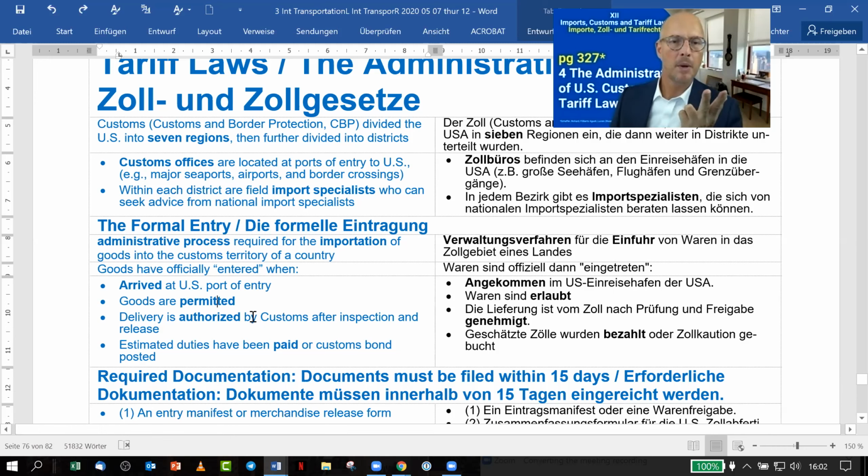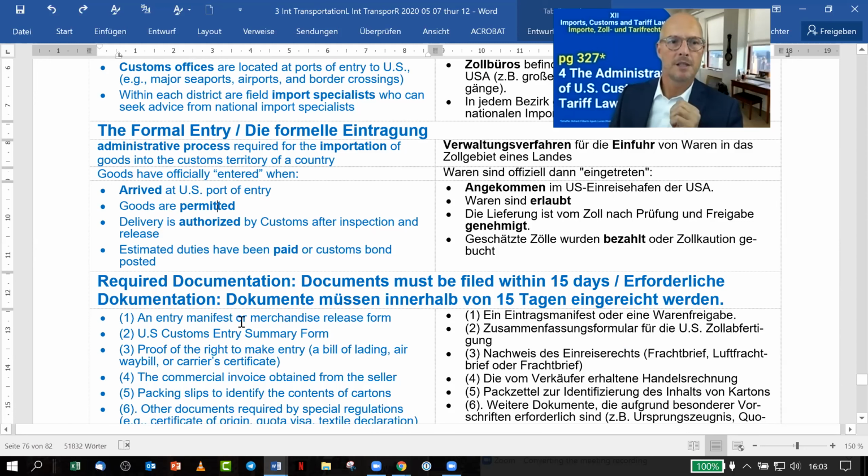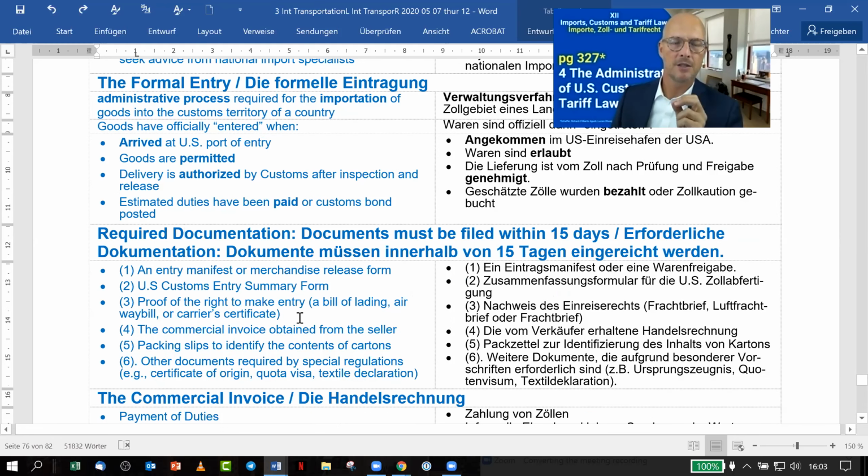The next thing is that we have some very important documentation you need. We have some time limits here, some dates. The documents must be filed within 15 days. So an entry manifest or merchandise release form, you have to give this to the US officials. Then we need a US Customs entry summary form. Then a proof of the right to make the entry, so the bill of lading or airway bill or carrier certificate.